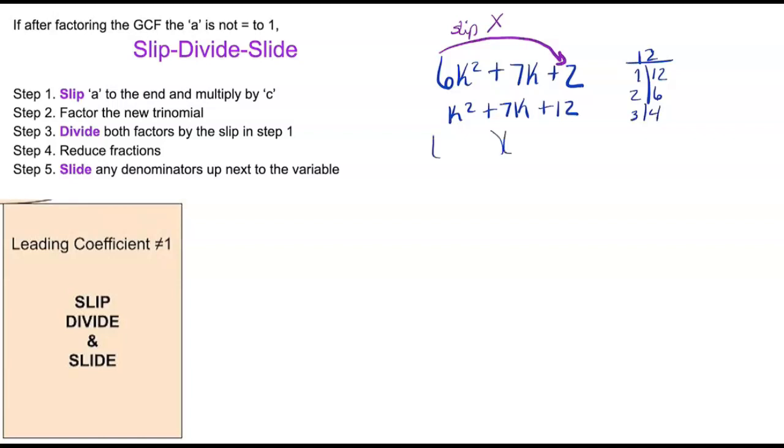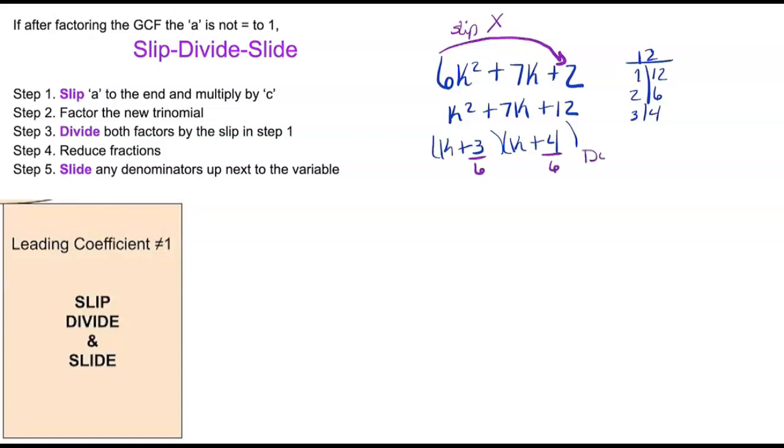So let's go ahead and divide this up into 2 binomials. I have k plus 3, k plus 4. And now we've done the slip. We have factored. We need to go to divide. So remember, when I divide by whatever number I slipped, and I slipped a 6.